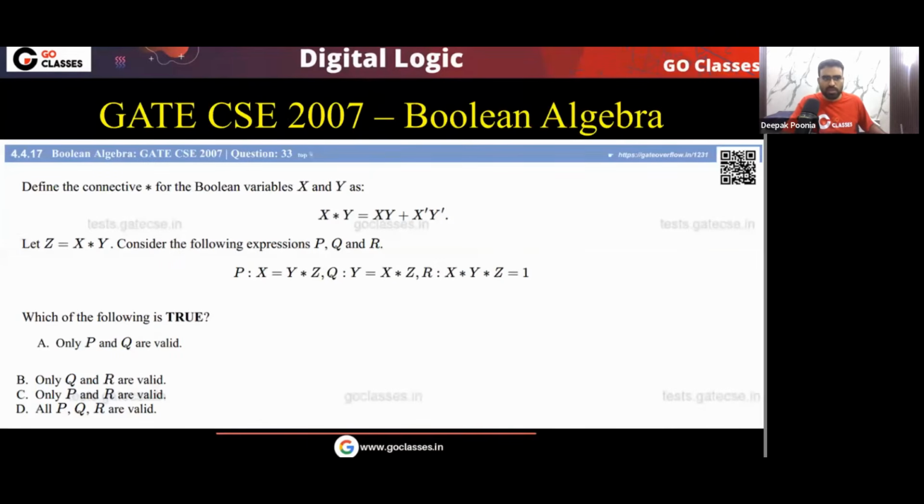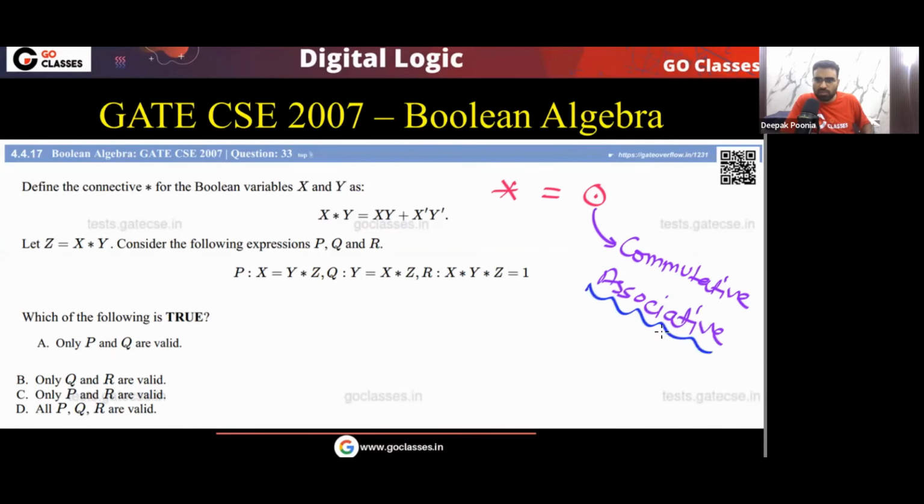Okay, now let's come back to this question. So we have seen that this star operation is nothing but your XNOR operation. This is the first thing that we have found. Also we have found that this XNOR operation is commutative. Also we have found that this operation is associative. We have already seen what these mean, associative and also commutative.